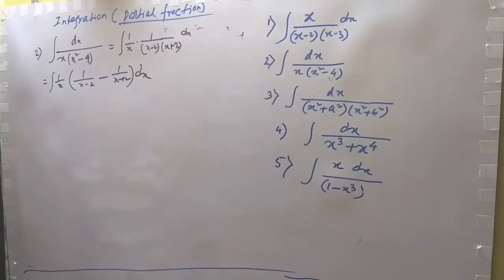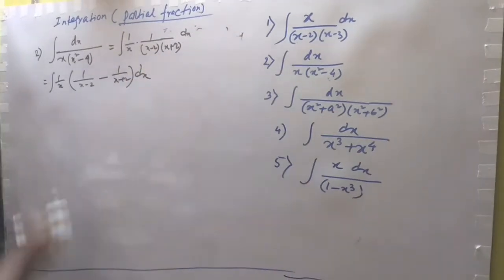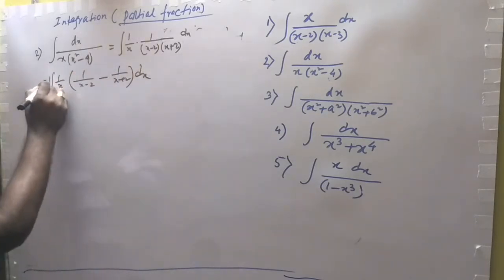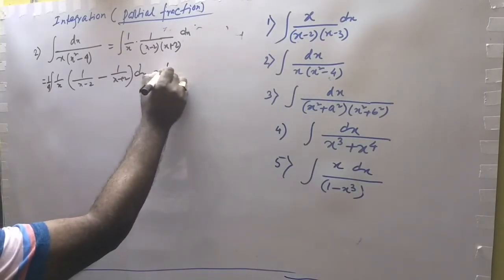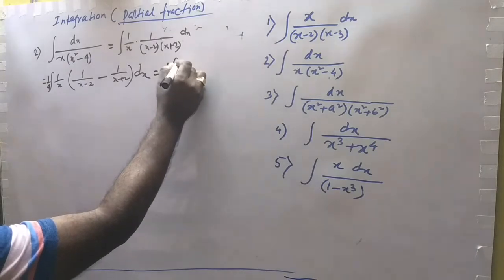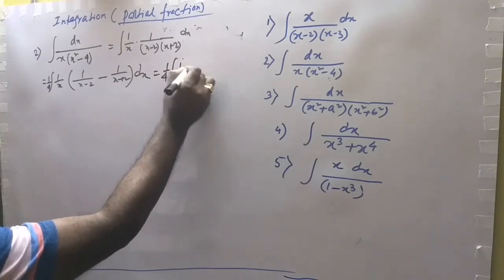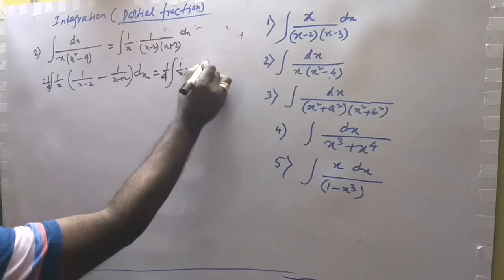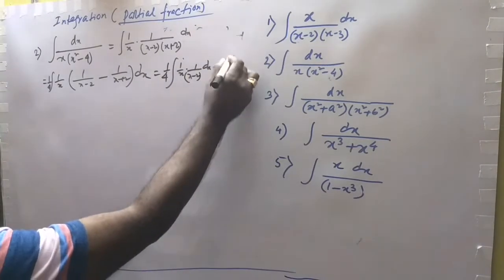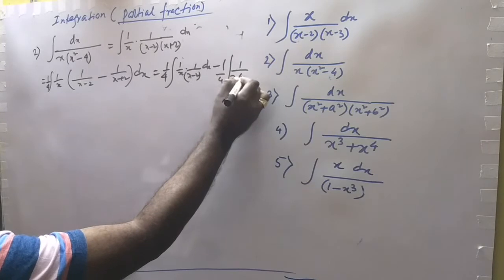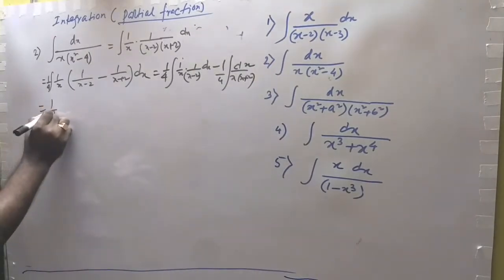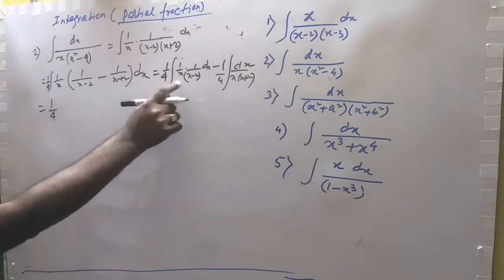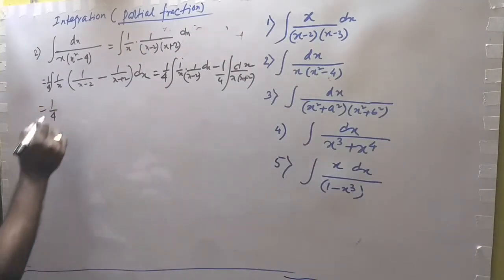If we take LCM of this, then we get x minus 2 and x plus 2. And in the numerator we get 4, but here is 1. So balance by 4, 1 by 4, okay. Now again see 1 by 4, that is 1 by x into x minus 2 dx, again minus 1 by 4, 1 by x into x plus 2 dx. Okay, 1 by 4. Again, this form also can be split by this form.